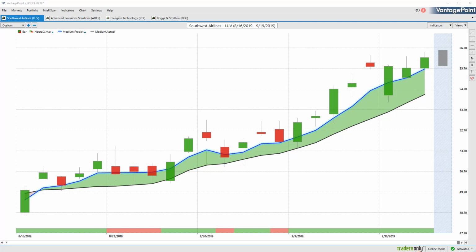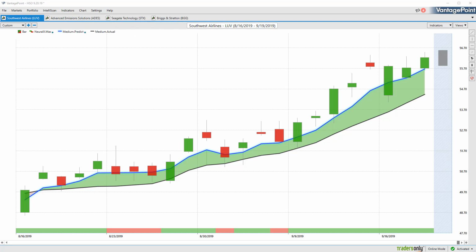As always, plenty to cover in this week's Outlook. We're going to be taking a look at some of the additional features found within the VantagePoint software today. But to get started, we'll take a look at shares of Southwest Airlines. We've also got Advanced Emission Solutions, Seagate Technology, which we took a look at last week, and Briggs & Stratton.